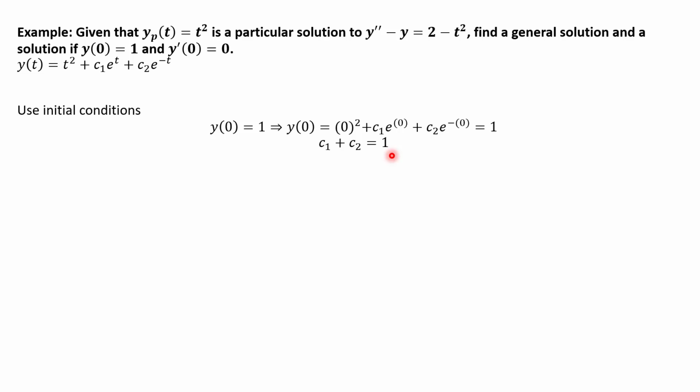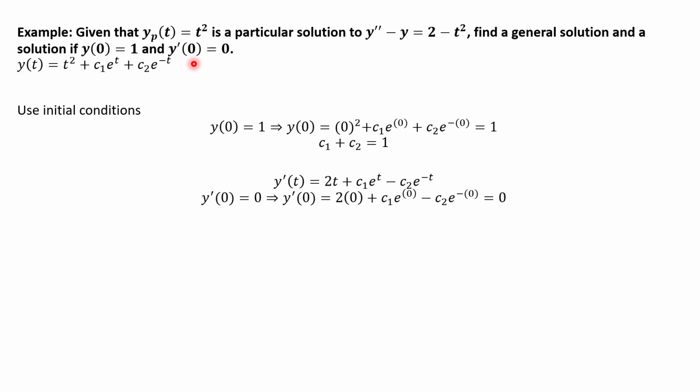Now our second initial condition involves y prime. So first, let's differentiate y. Our solution y right here, just take the first derivative of it. You're going to get 2t plus c1 e to the t minus c2 e to the negative t. Then use your second initial condition, plug in 0 into the first derivative, and we know that it equals 0. After simplifying, we get c1 minus c2 equals 0.